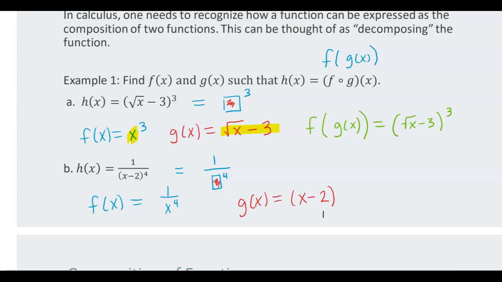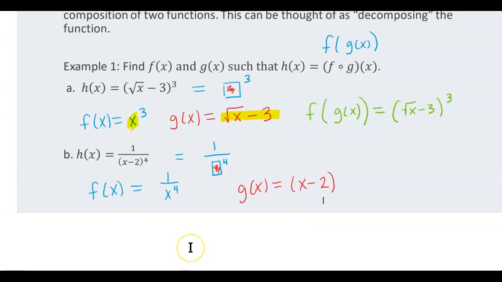When I go to compose these or put them together, take the function g and plug it into f of g of x, I'm going to have 1 over, and then I'll take that x minus 2 and raise it up to the fourth power. And that's the same as what I had in the original.